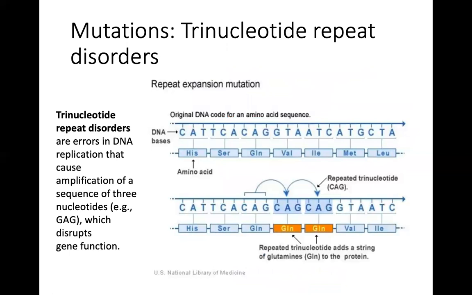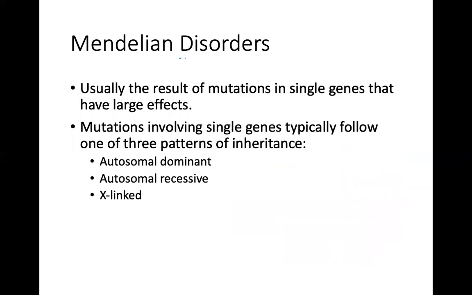Next is your trinucleotide repeat disorder. What are trinucleotide repeat disorders? From the word itself, trinucleotide, three nucleotides that are repeated. For example, this CAG: trinucleotide 1, 2, 3, and then repeated CAG. So repeated nucleotides which disrupt the genetic function. Okay, so we're done with that.